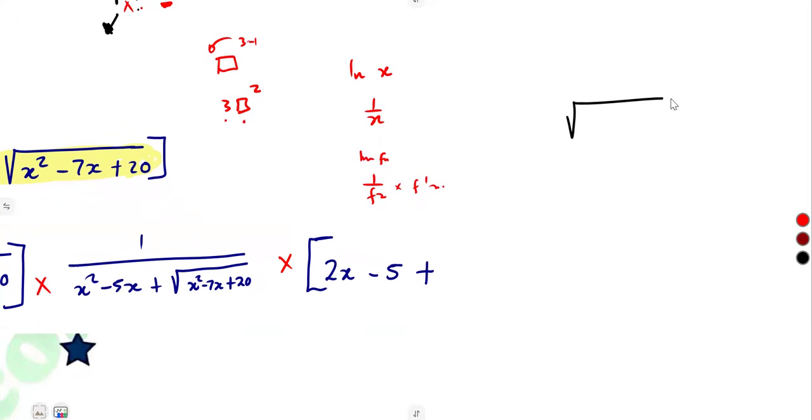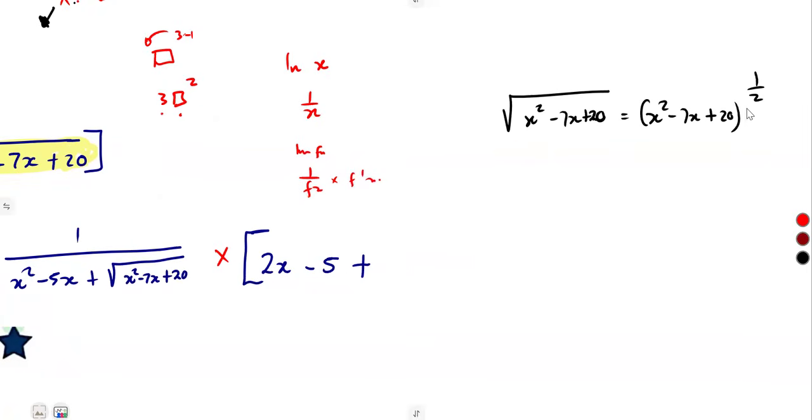The square root of x squared minus 7x plus 20, I mean. Like I said, just check with your question paper, guys. So this is the same as what? To the exponent of a half.